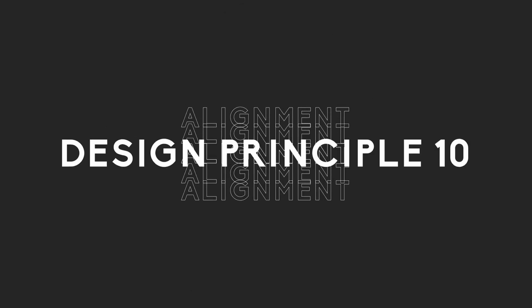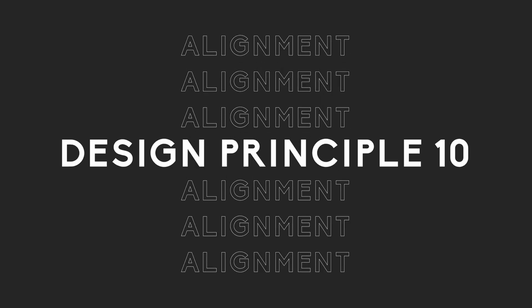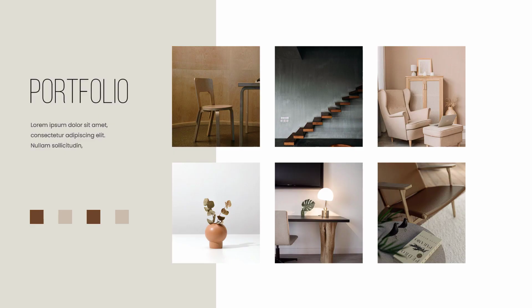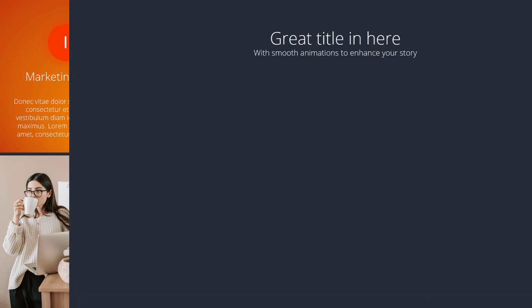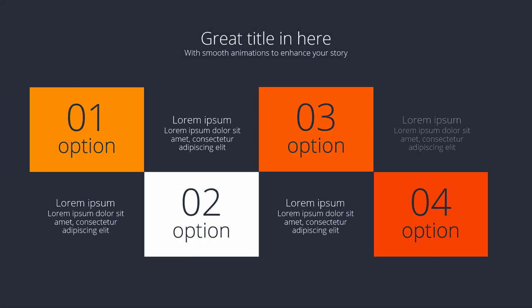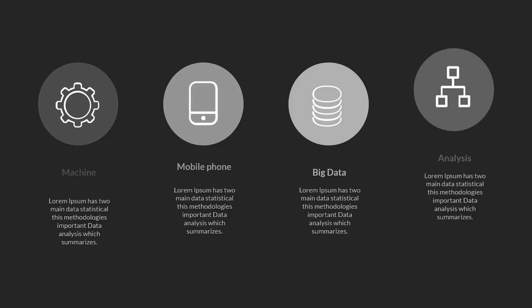And last, but definitely not the least, we have design principle number 10, alignment. Like proximity, alignment is a crucial principle that creates a sense of unity and cohesion, keeping your design balanced and presentation style proper. The whole point of the alignment principle is that nothing in your slide design should look as if it were placed there randomly. Every element should be connected visually.